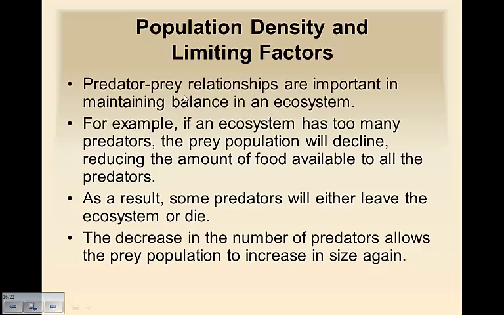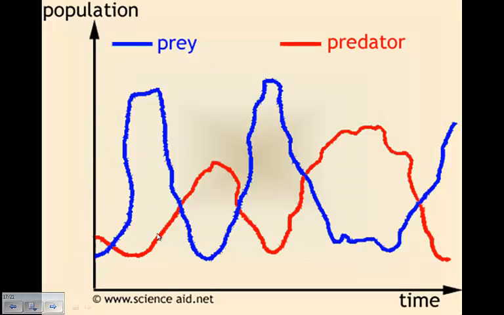All right. Now, this predator-prey relationship is very important to maintain this balance. So if an ecosystem has too many predators, obviously the prey population is going to decline because all the predators are eating. So the prey is going to decline. Well, then when the prey declines, now there's not enough food for all the predators. So now the predators are going to decline, or they're going to leave the area in order to find food. So it's this balance back and forth.